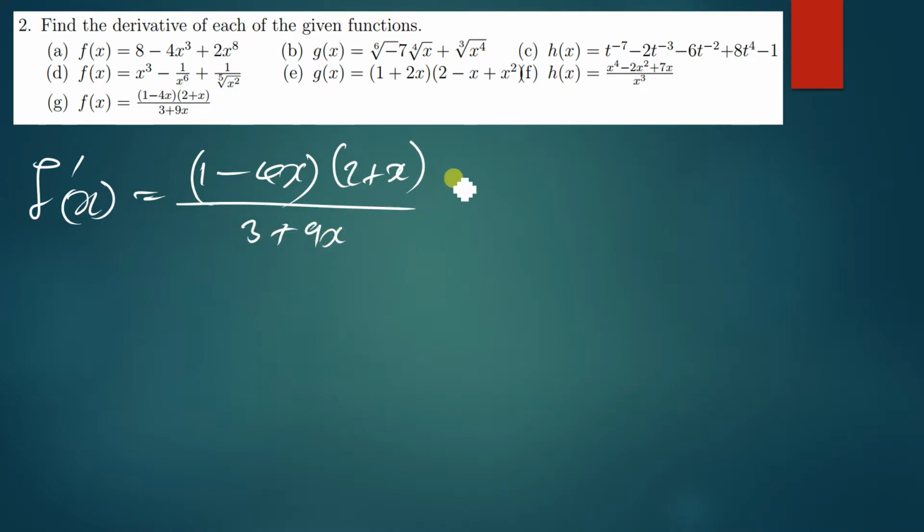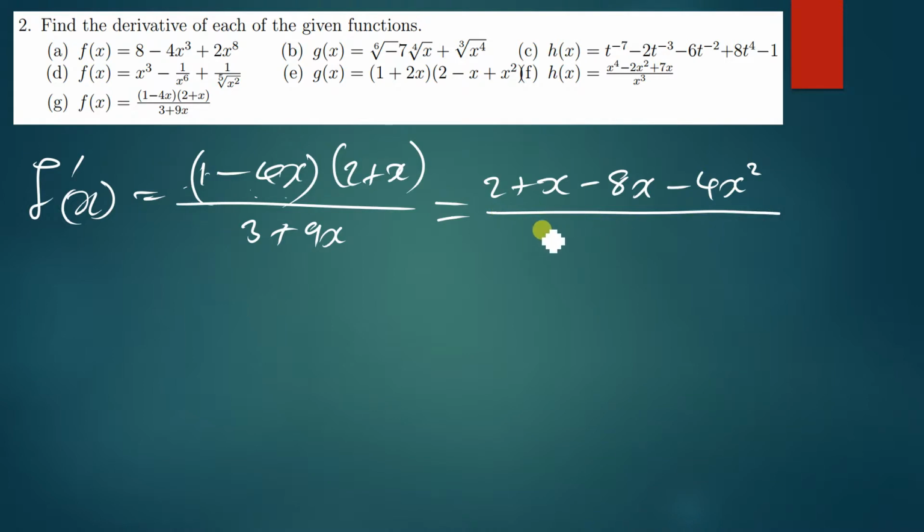So what we can do here is to multiply the two functions on the numerator. So 1 times 2, the answer is 2. Then 1 times x, the answer is x, so we say plus x. Negative 4x times 2 is negative 8x. Negative 4x times x, we have negative 4x squared. And then everything divided by 3 plus 9x.